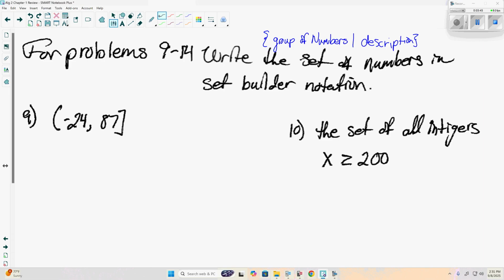Now, if it's not told to us, like in number 9, it gave us just the interval, yes? If they give us an interval, it's understood to be the set of all real numbers. And our set of all real numbers is just going to be brace x bar, the set of all real numbers x, such that. Now, they gave us this interval as our description. Now, we can't plug an interval into set builder. So what we have to do is rewrite it as an inequality.